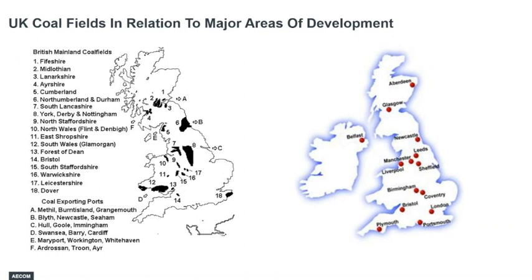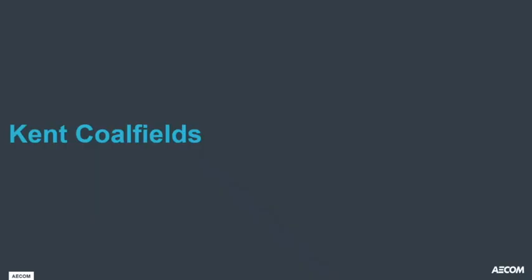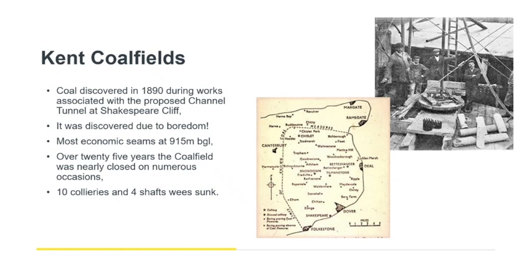Now, as I said, not all of the coal is up north, and if you look on this image, you'll see number 18 there, which is Dover. Now this is a little fact that not a lot of people are aware of. Even the people that work in the coal fields aren't aware that in Kent there was a coal field for a very short period of time, perhaps 25 years. And the coal in Kent was located due to boredom. So the guys were on site digging for the proposed Channel Tunnel at Shakespeare Cliff.